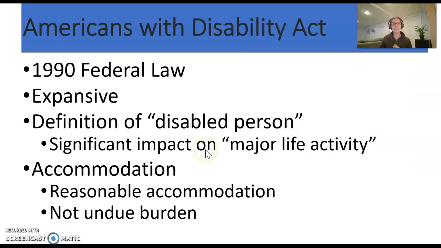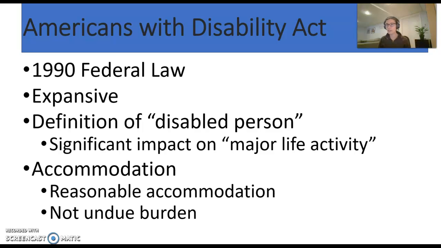Okay. Another one I want to bring up that is a project you can work on is the Americans with Disabilities Act. This is a massive law, so I would not expect anyone covering this for their project to cover every aspect of the ADA.